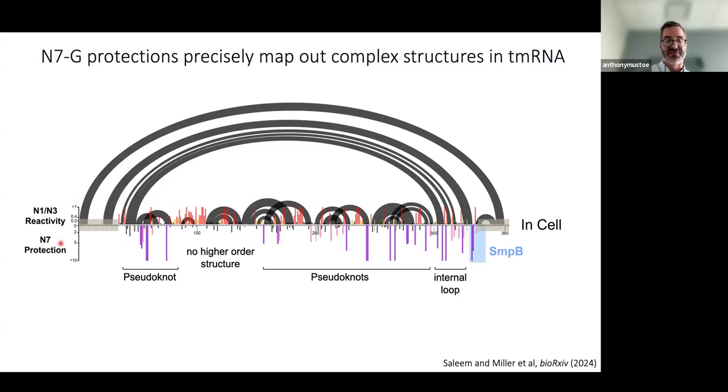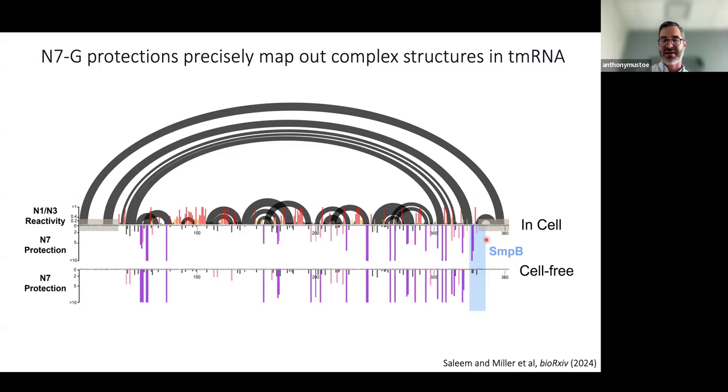Whereas now with this N7 protection data that we get in the same experiment, we can immediately distinguish where these complex structures are. This region here where there is no higher order structure has no protections, whereas each one of these pseudoknots is giving rise to very strong protections, consistent with there being these complex folds that are protecting the N7 position from reactivity.